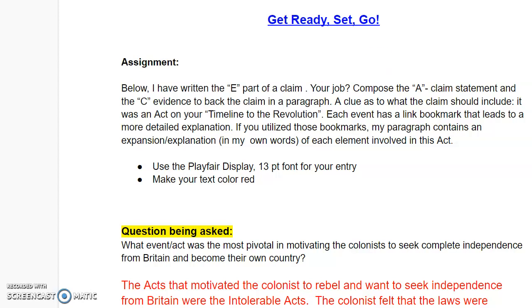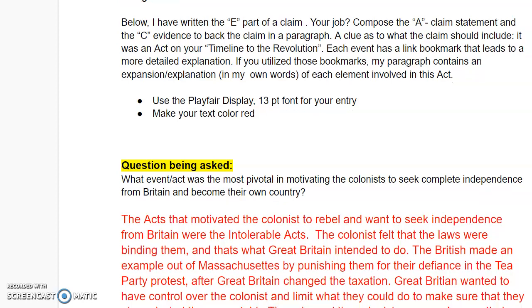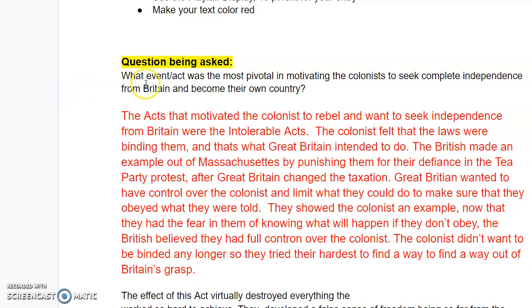We can move on from all that. And then I told you, use the Playfair Display 13-point font for your entry. Make your text color red. I did that so I could tell the difference between yours and mine. What act was the most pivotal in motivating the colonists to seek complete independence from Britain and become their own country?